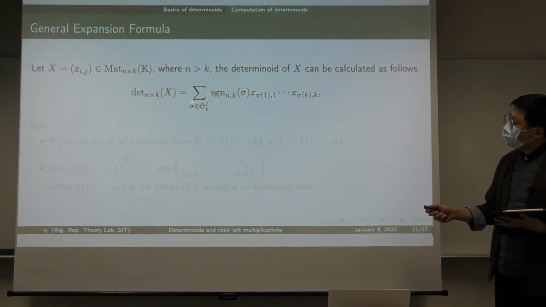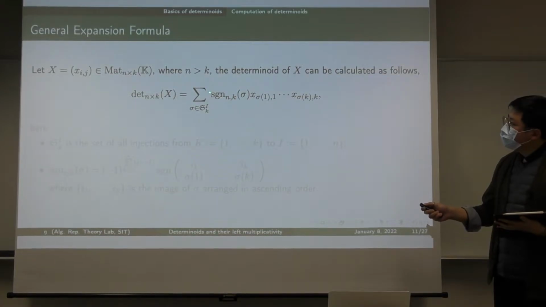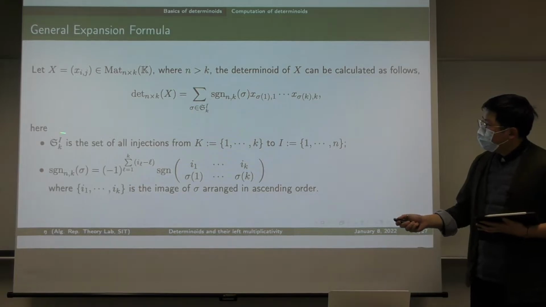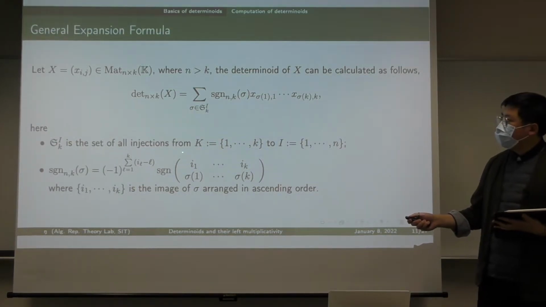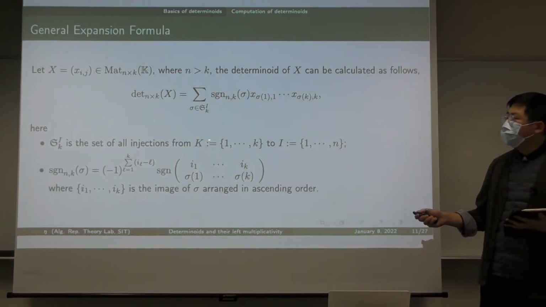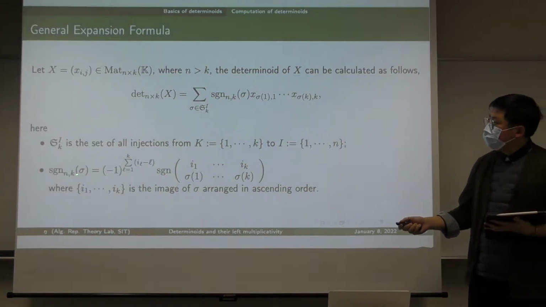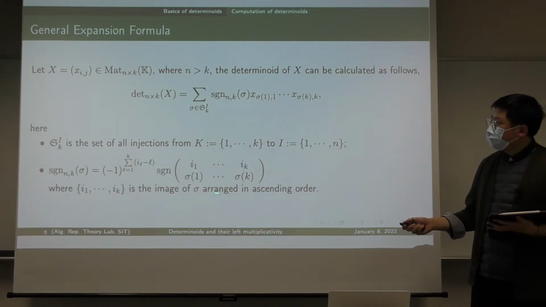it's not the symmetric group of all n elements, and this is not the usual signum function. So let me explain what it is. So first of all, S_{I,K} is the set of injections from the index set k to the index set I. K is less than n. And the signum_{n,k} of sigma is defined like this.